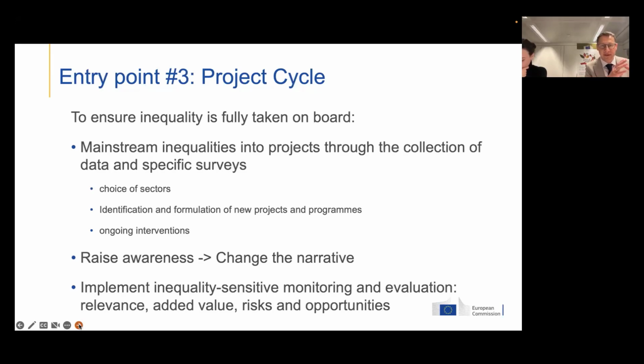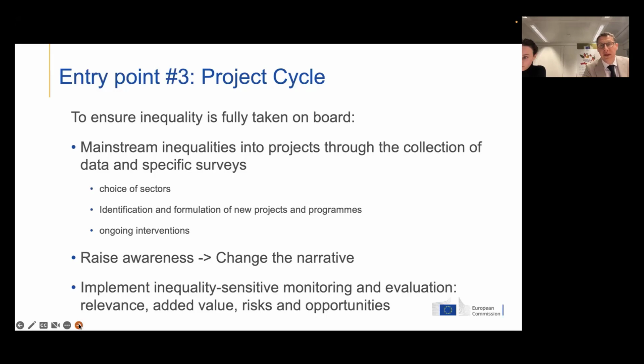What this does is, according to the sector that can perhaps benefit most from this approach, or is most ripe for such an approach to deal with the reduction of inequalities, use the design phase of your new support so that you can bring a new narrative into your intervention logic. And that's very much what is at stake here with the entry point on project cycle.